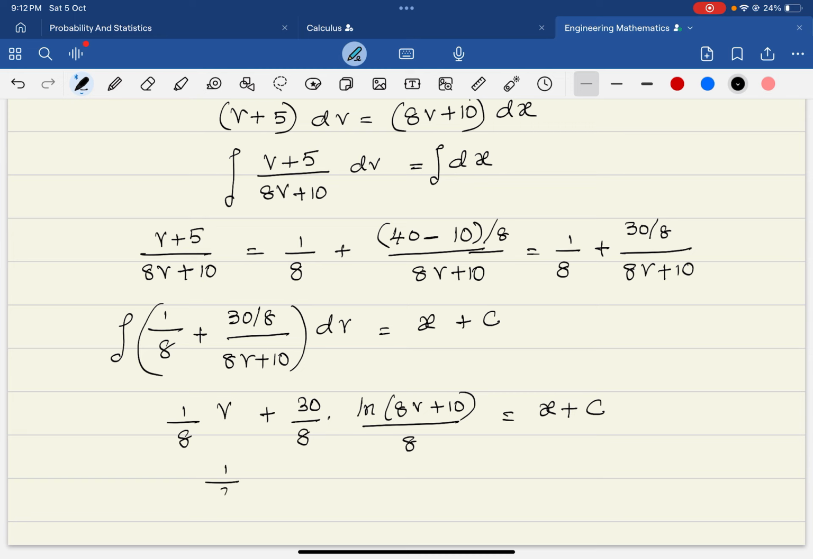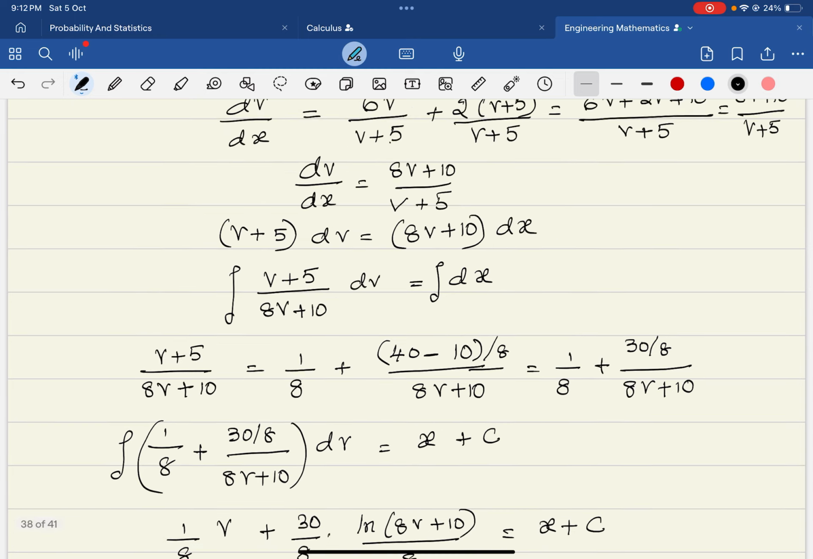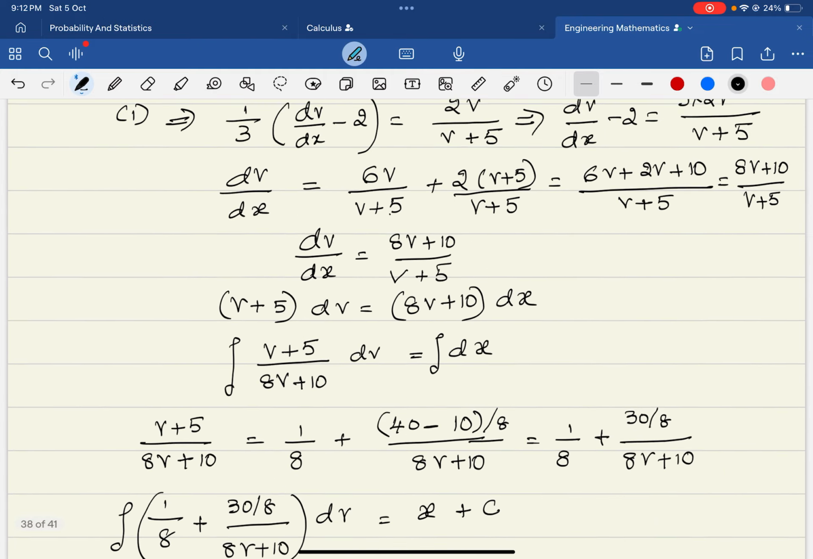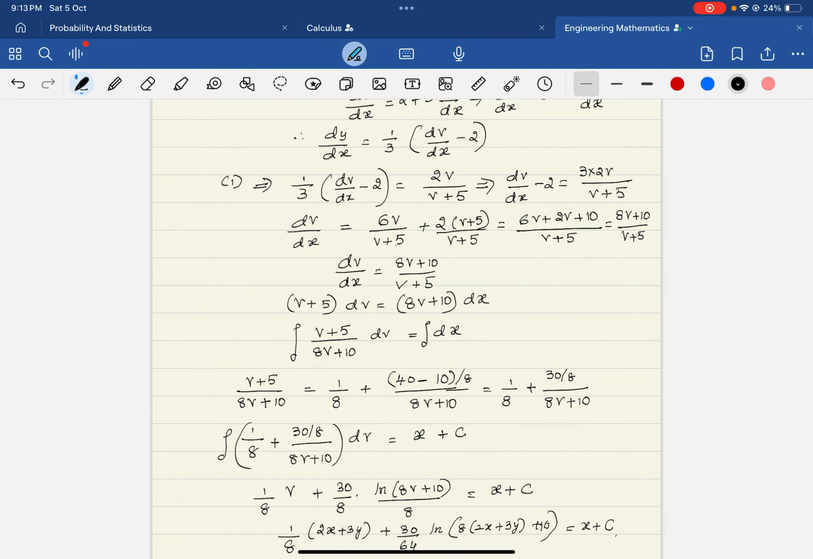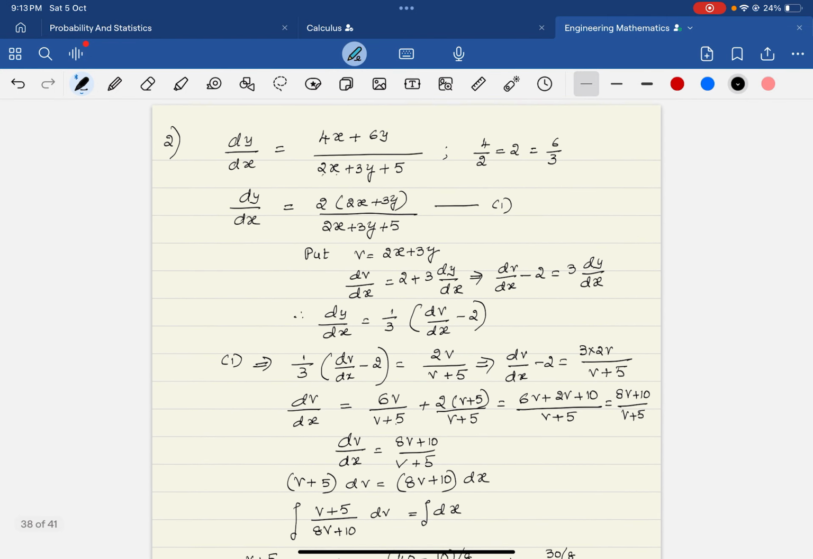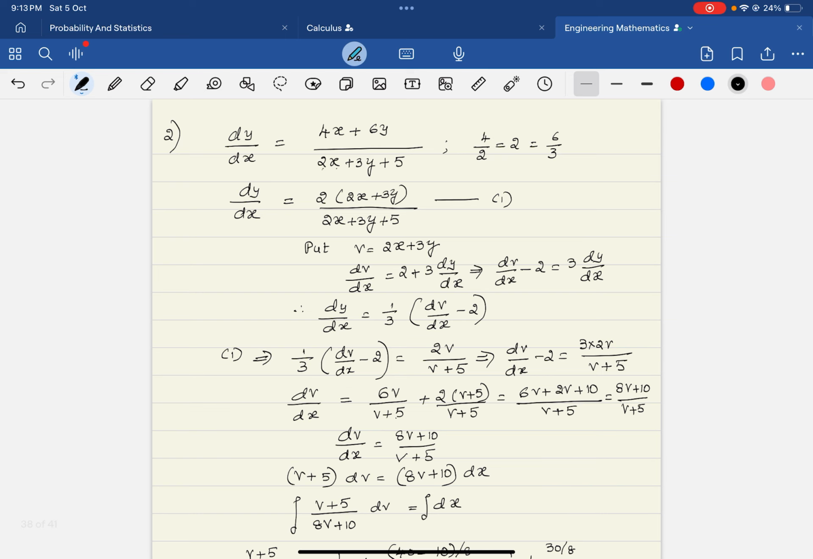So, what does this give you? 1 by 8 times of what is v? We have taken as a substitution what? 2x plus 3y. So it is 2x plus 3y plus 30 over 64 times of ln of 8 times of 2x plus 3y plus 10 is equal to x plus c. This is the solution. Since it is the longest method, you have to practice many times, then only you will get the idea to solve these problems.